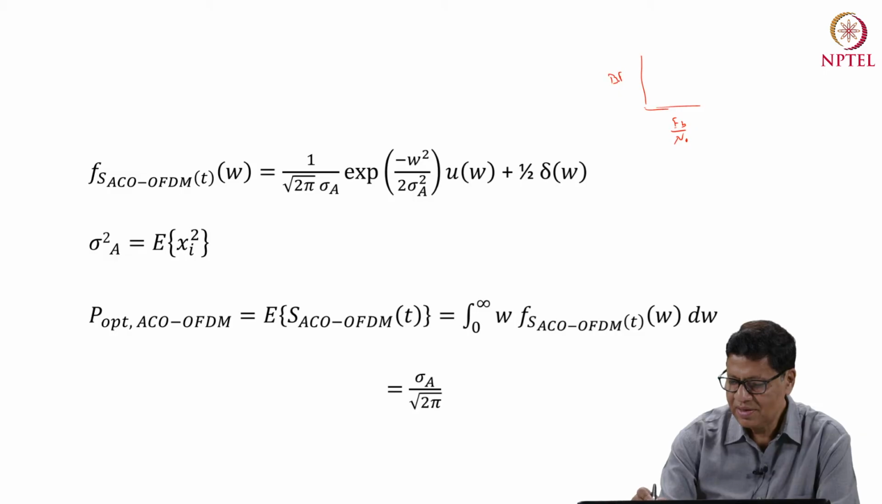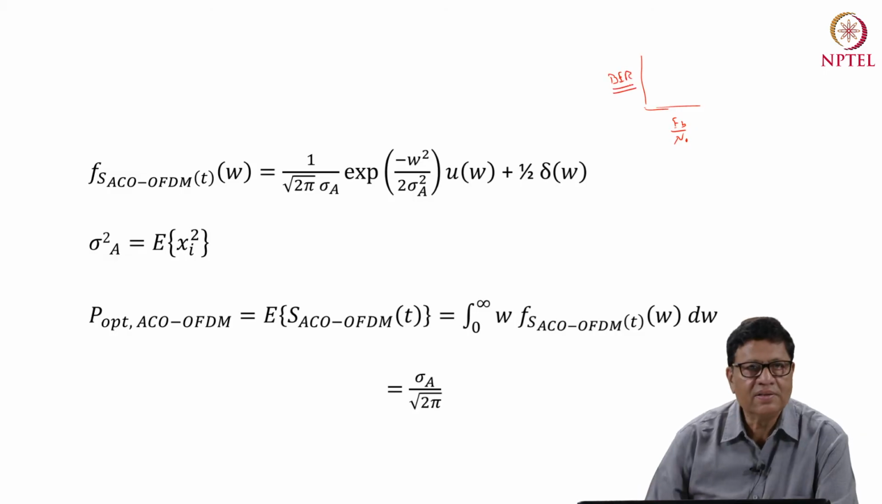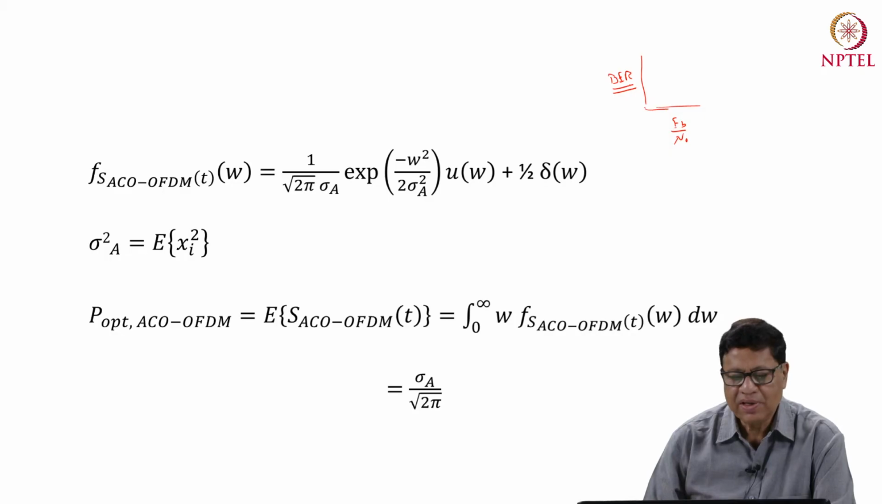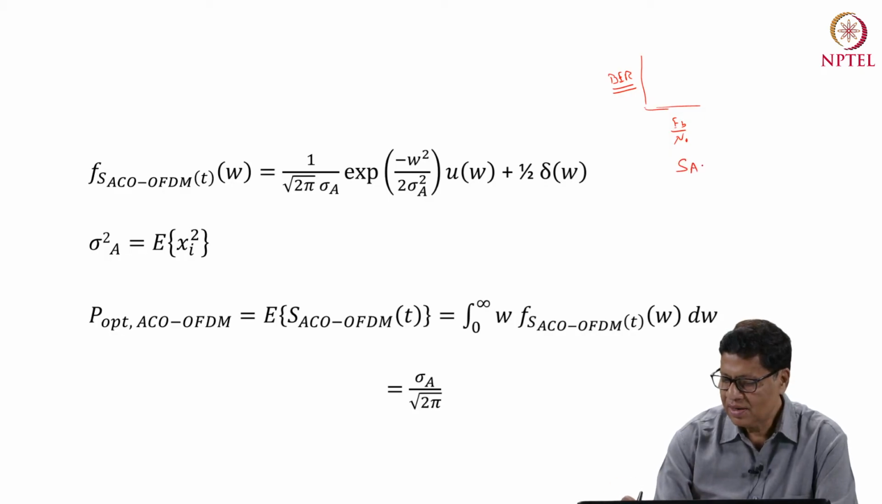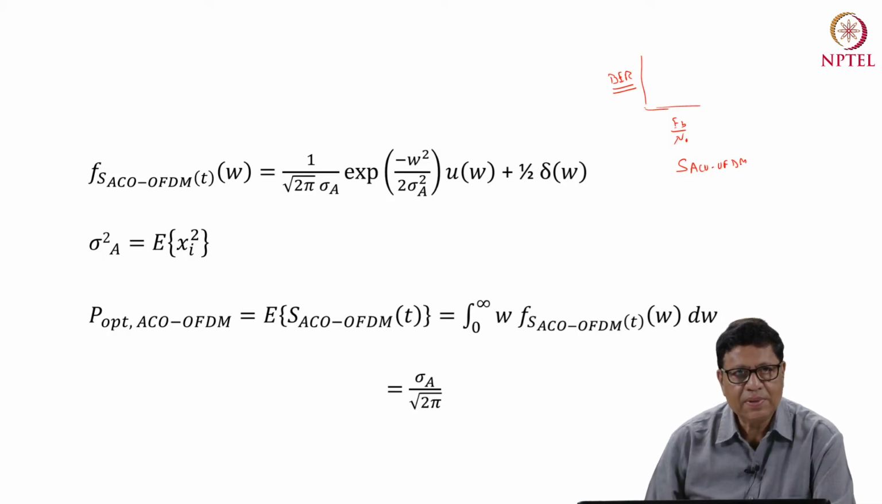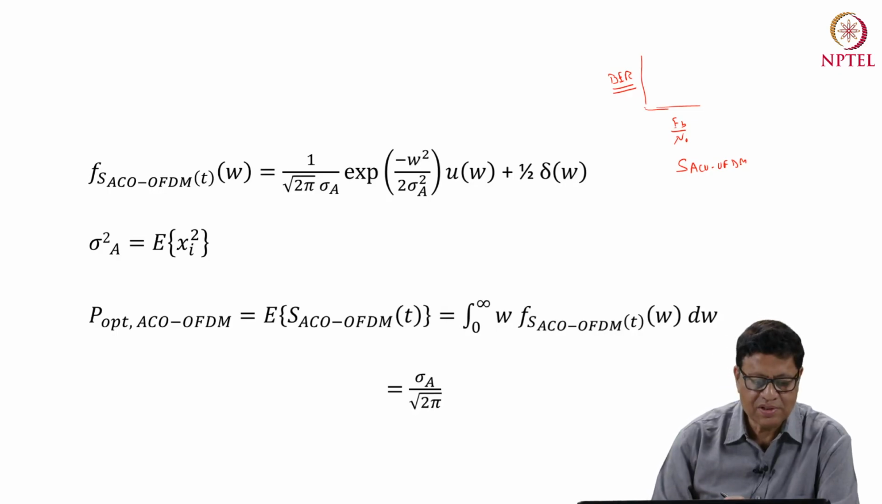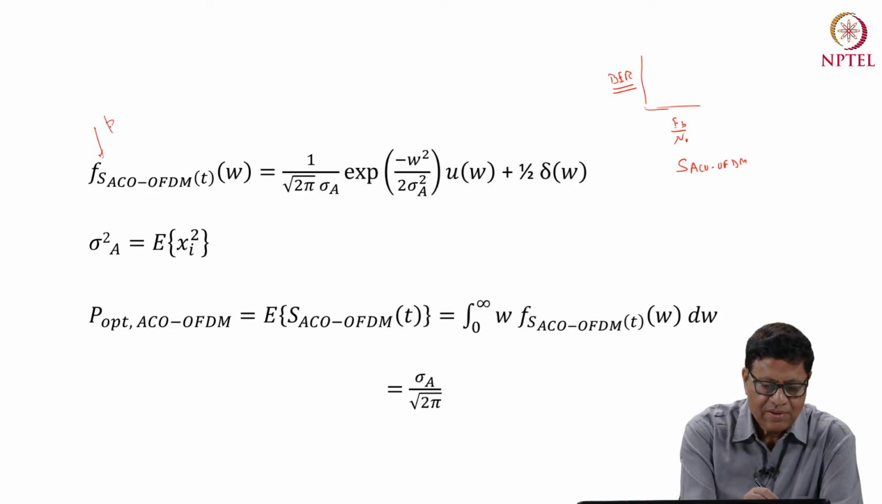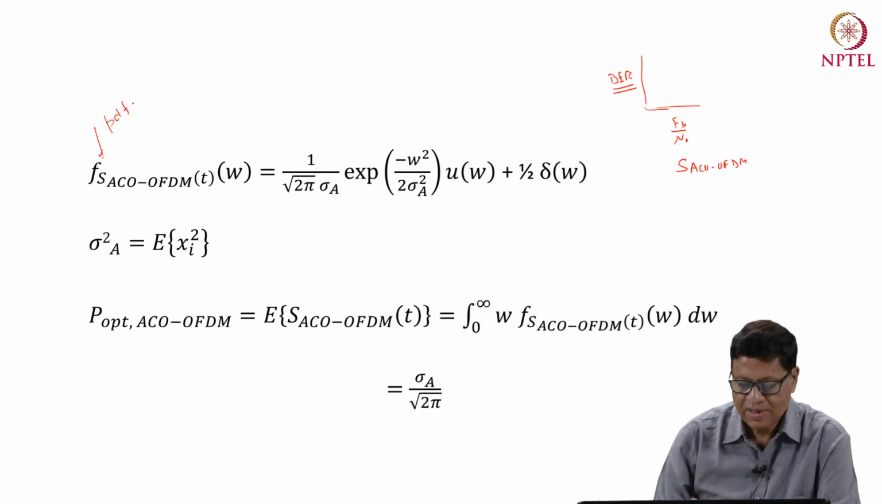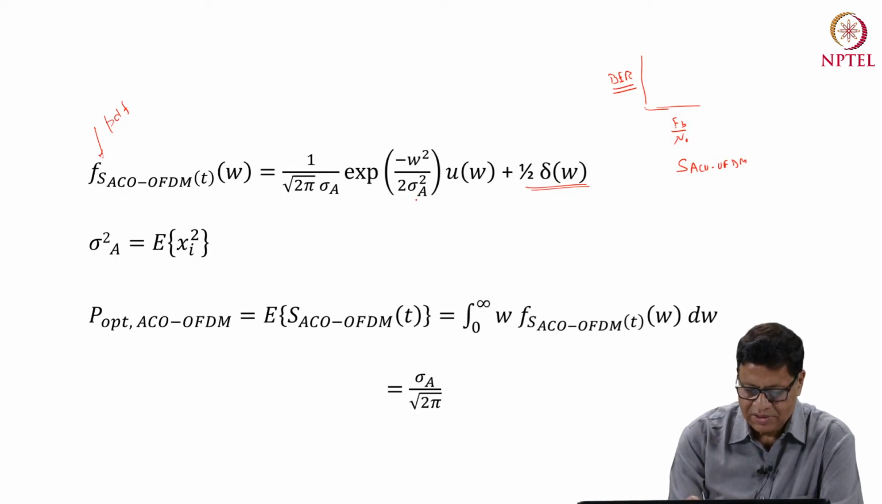So if you see the ACO-OFDM signal, the amplitude of the signal, the samples which are coming, they follow a Gaussian distribution. So the PDF for such a signal as ACO-OFDM is given by a Gaussian function, and this term is because of the clipping. This is the Dirac delta function, and the variance sigma A square is given by the expected value of all the samples x_i whole square.